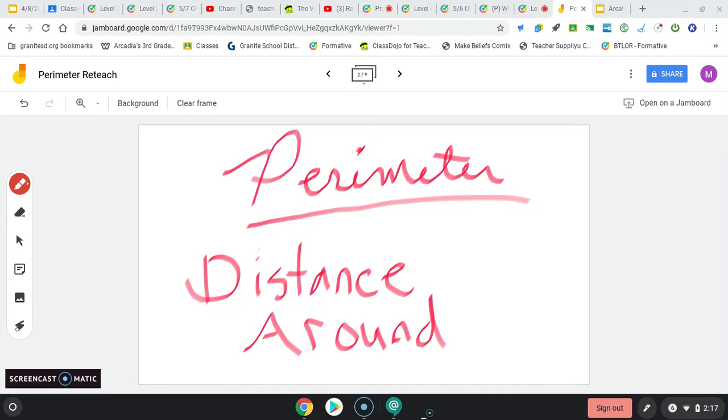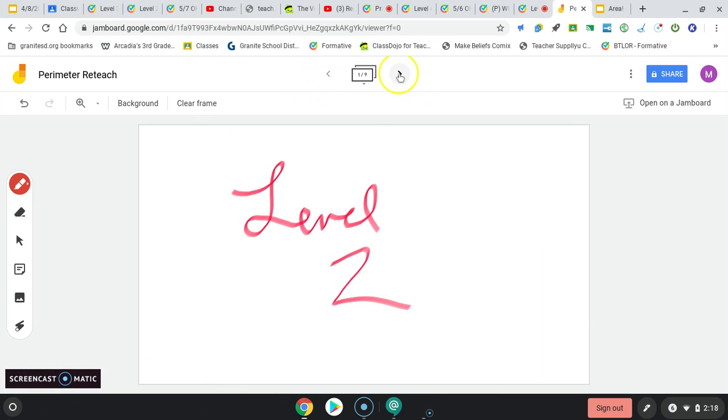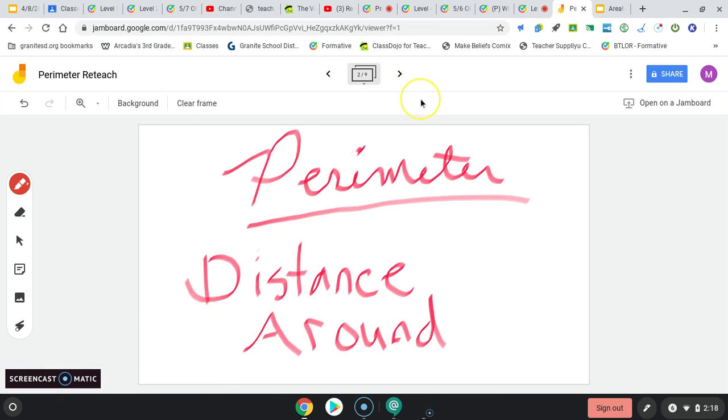Hey, I want to do a quick little perimeter reteach in case you might be struggling. Okay, so let's start off. This is going to be level 2 help. Okay, so perimeter means the distance around something, right?